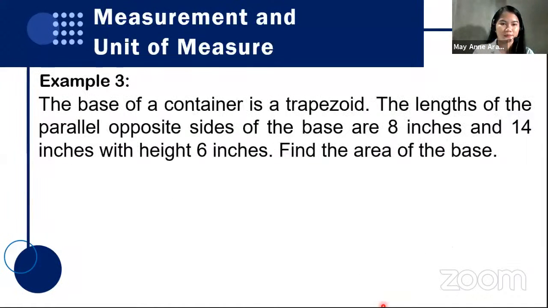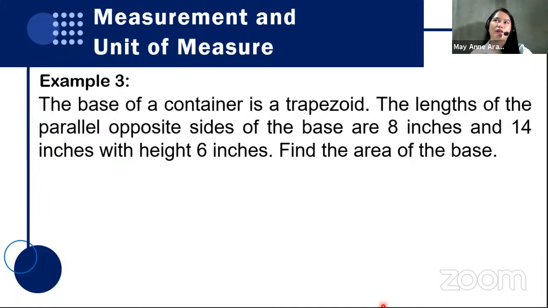Okay, next example. The base of a container is a trapezoid. The lengths of the parallel opposite sides of the base are 8 inches and 14 inches with height 6 inches. Find the area of the base. So the direct substitution lang sa formula because we have the length of the opposite sides ng base, diba? The b sub 1 and b sub 2. Diba? What's the formula again for that?